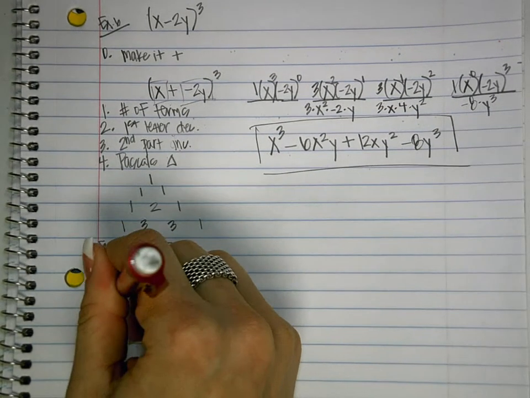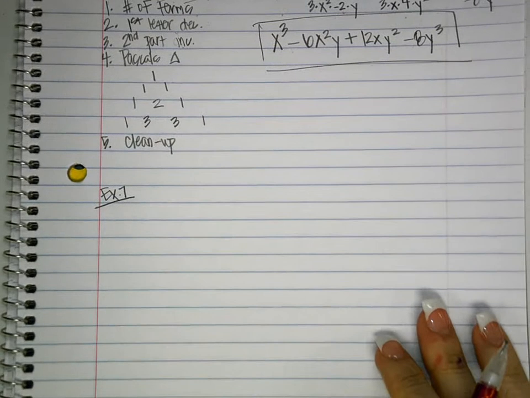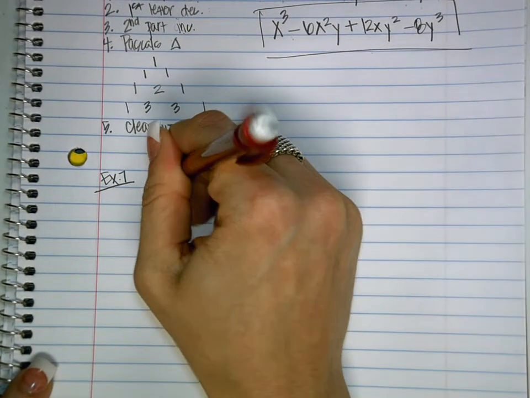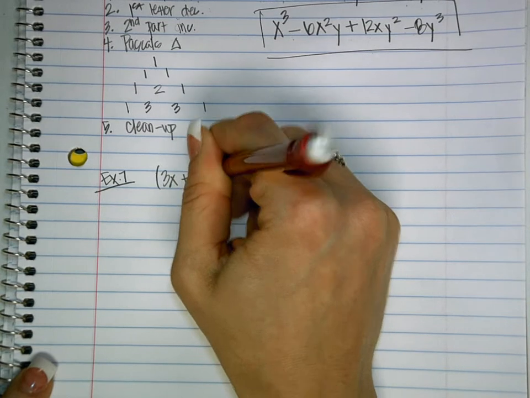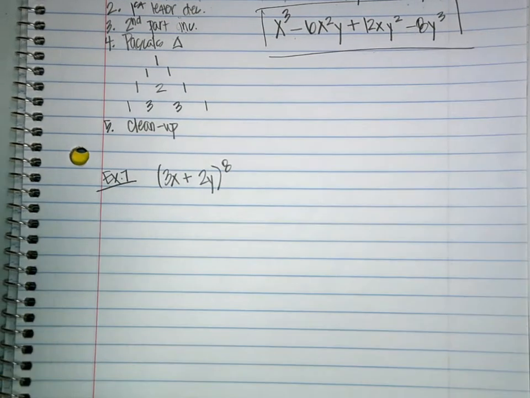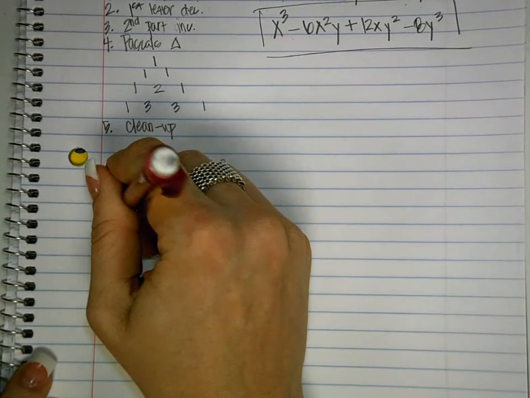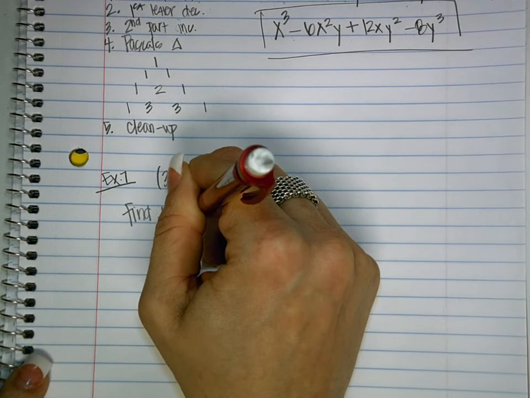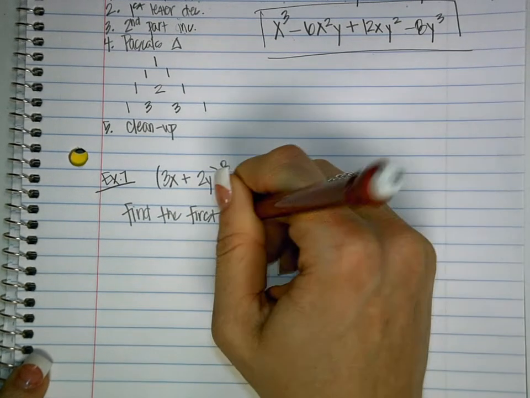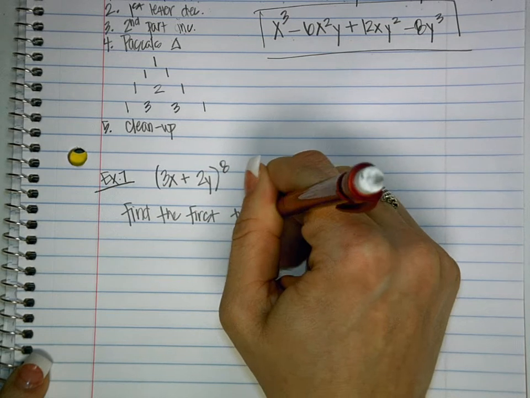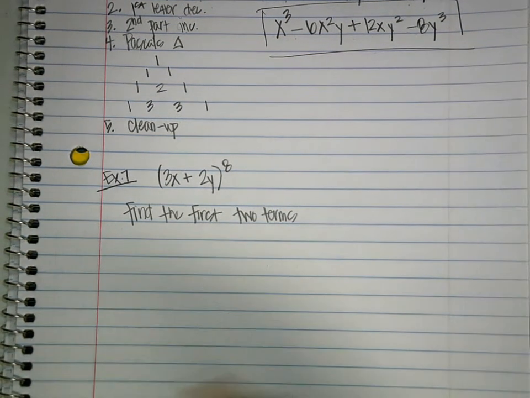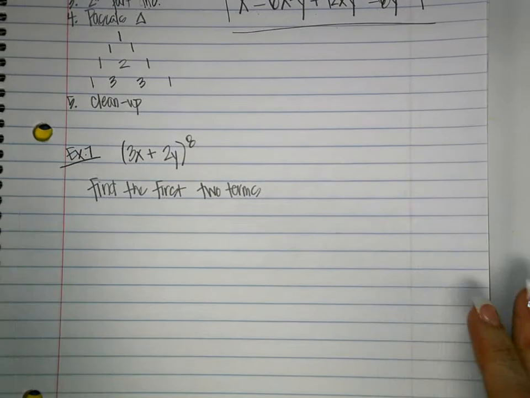Okay, for number 7, I would like you to expand 3x plus 2y to the 8th power. However, I only want you to find the first 2 terms. So we're not always going to have to expand the whole thing. Sometimes it's just going to ask for the first couple terms. Might ask for the last couple of terms.